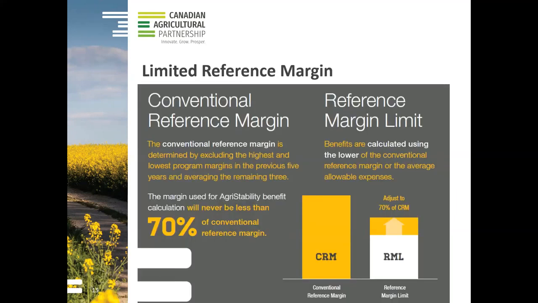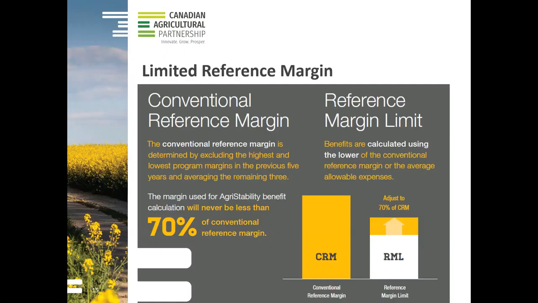AgriStability benefits are calculated using the lower of either the conventional reference margin, which is what we just explained, averaging out the 3 years, or the average allowable expenses, which is calculated by using the operation's average allowable expenses for the same 3 years that we used in the conventional reference margin. And that will give us our reference margin limit.